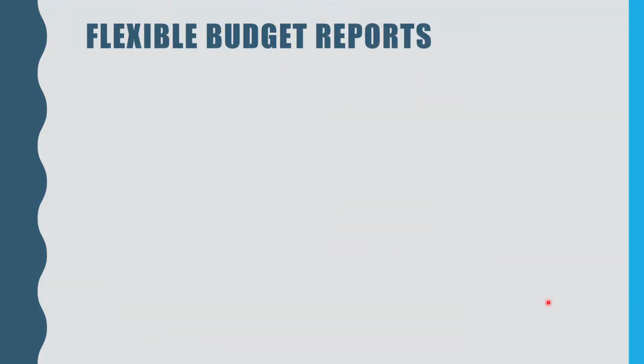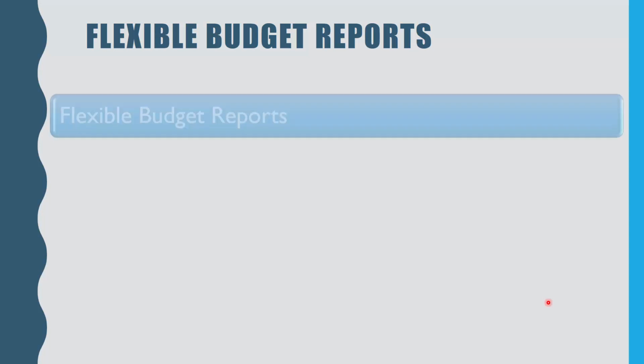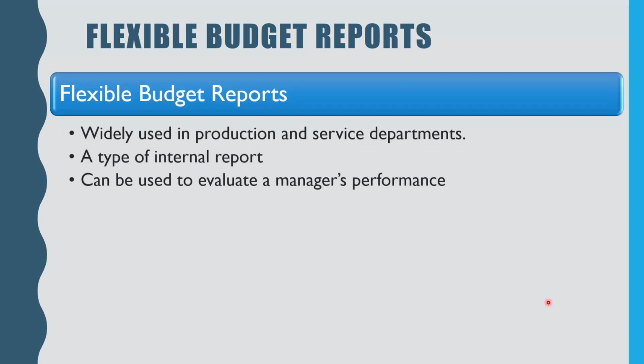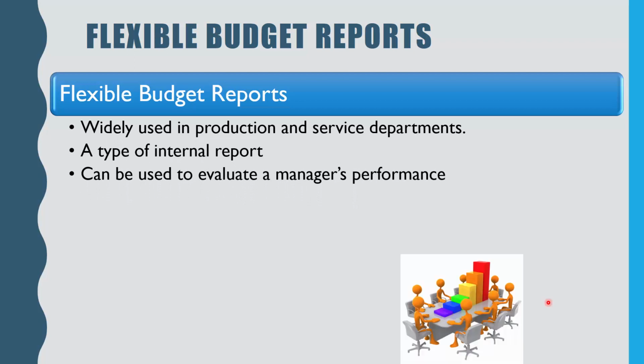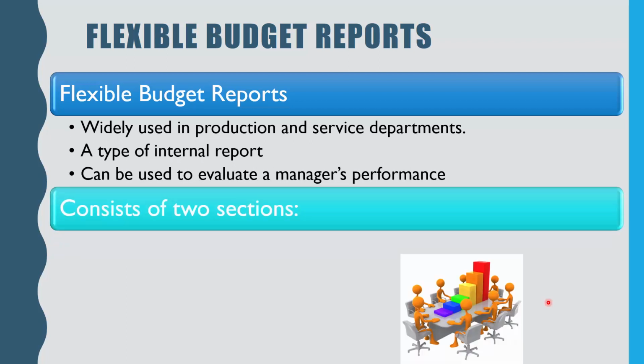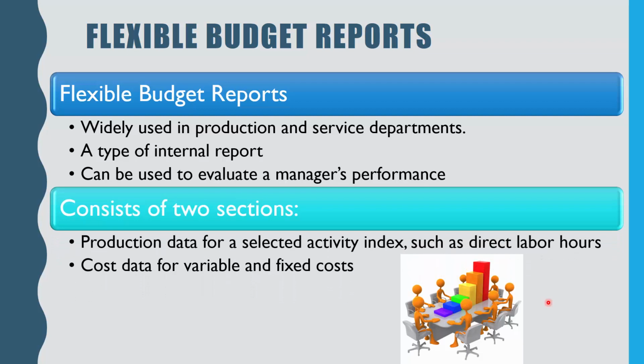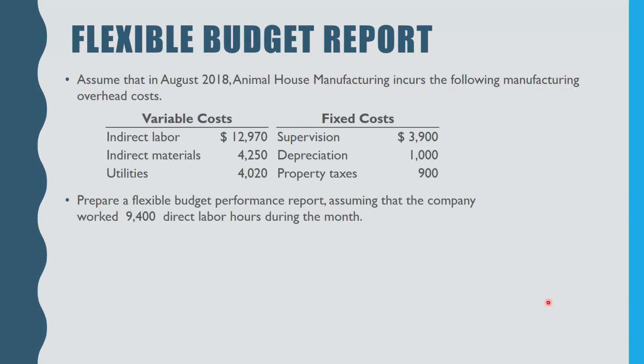Next, let's look at a flexible budget report. A flexible budget report is a type of internal report that can be used to evaluate a manager's performance. It consists of two sections. First, it has the production data for the actual level of activity, and then we have the cost data for our variable and our fixed costs. So let's look at a flexible budget report now for Animal House.